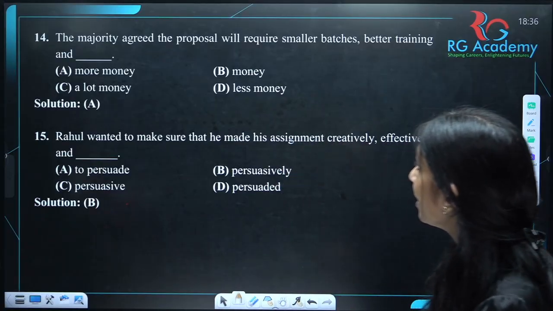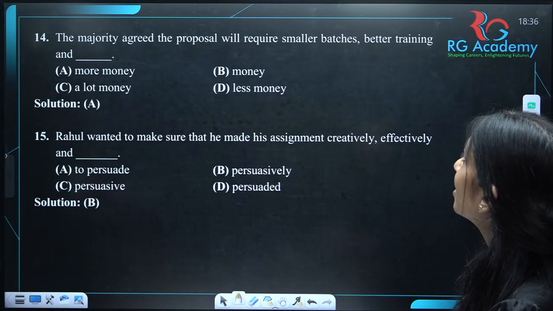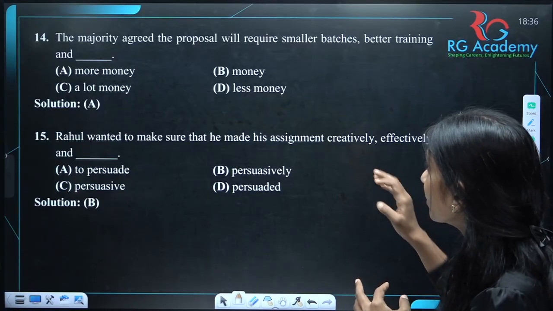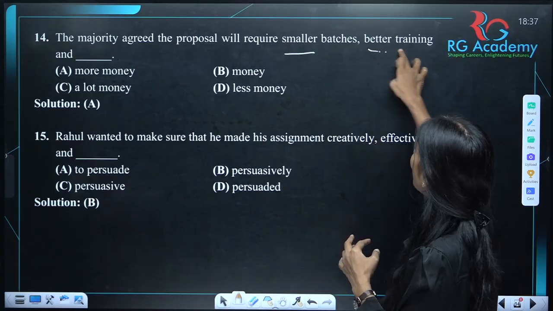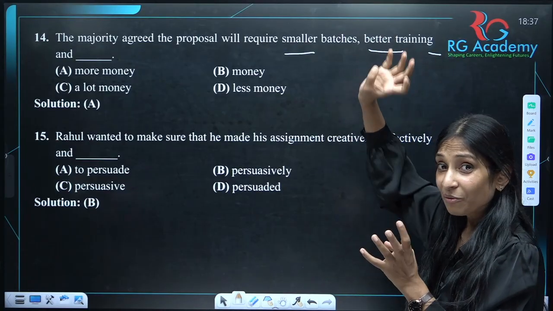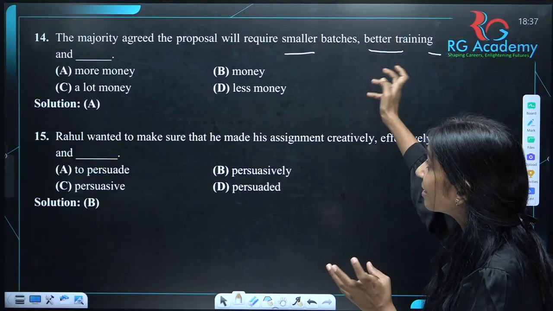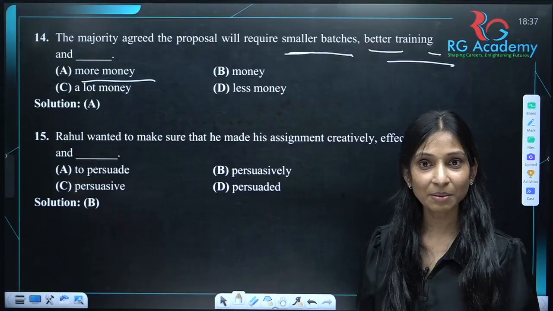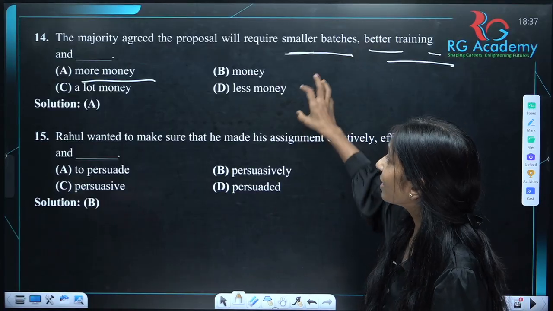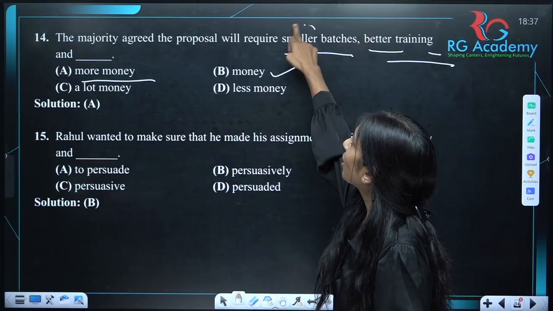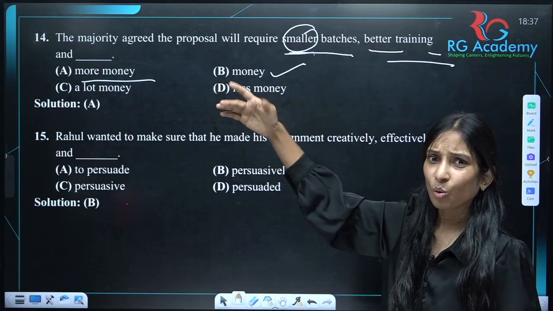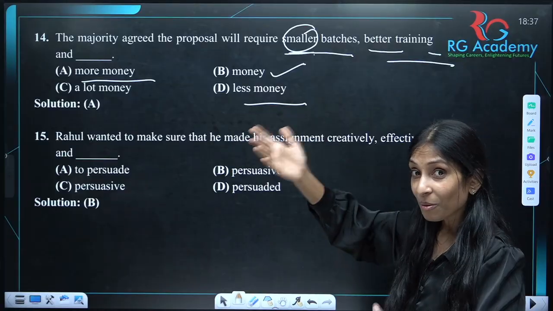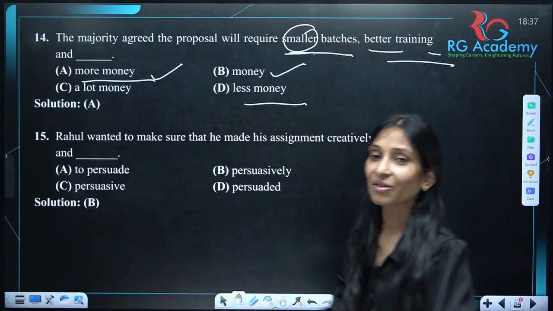The majority agreed the proposal will require smaller batches, better training, and now here we have smaller batches, better training. So here an adjective has been given first and then the noun, right? So we have to see the same way. So smaller batches, better training and more money. Similar, simple, right? If we write only money, we are not putting an adjective, right? Less money is not appropriate. We need more money to open something. So more money is the right answer.